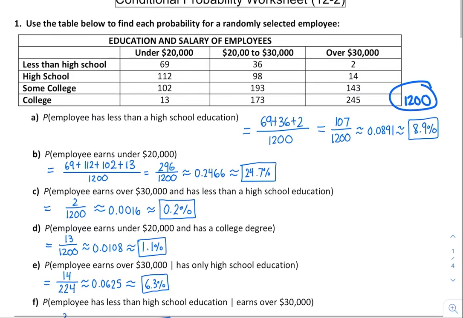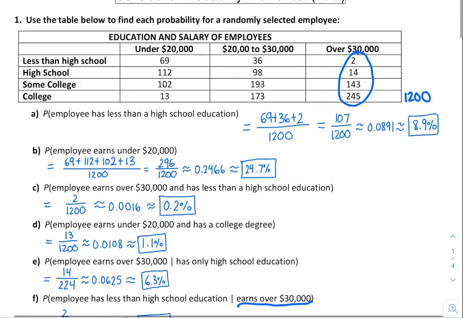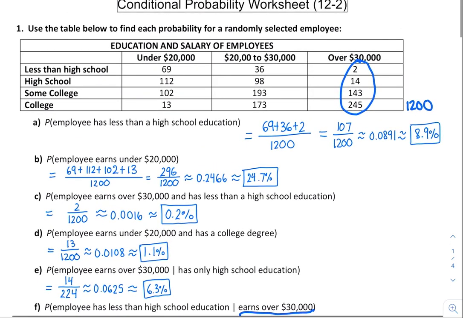All right, so let's take a look at F. For F, it says find the probability of employee has less than a high school education, given earns over 30,000. So given that they earn over 30,000, which is this category, we have to add all of those up, and I believe we get 404. So this total is 404.